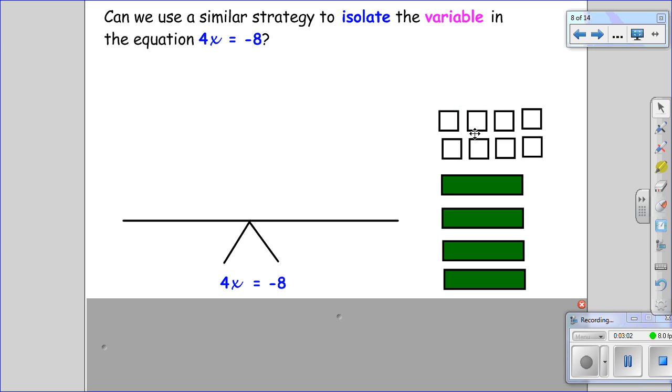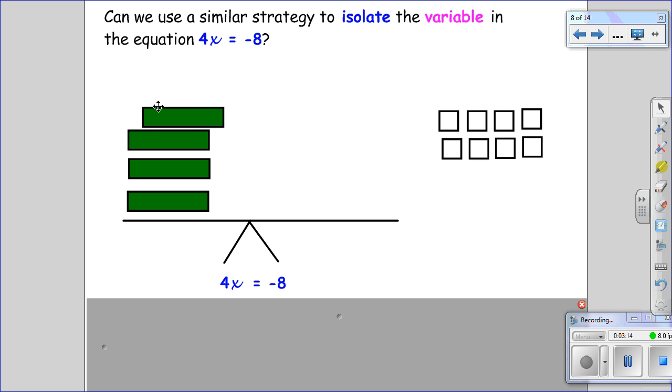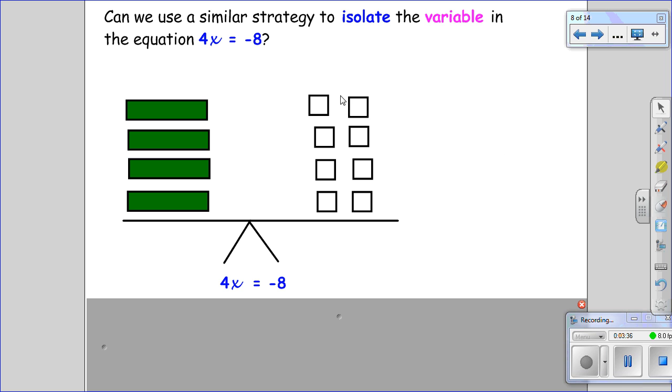Can we use a similar strategy to isolate for the variable in 4x equals negative 8? Absolutely. I've got 4 x tiles, and they go on the left side because they're to the left of the equal sign. And I've got 8 negative 1s. Now I'm going to stack them side by side with my x tiles. I've got 4 of them so far, and 5, 6, 7, and there's my 8th negative 1.